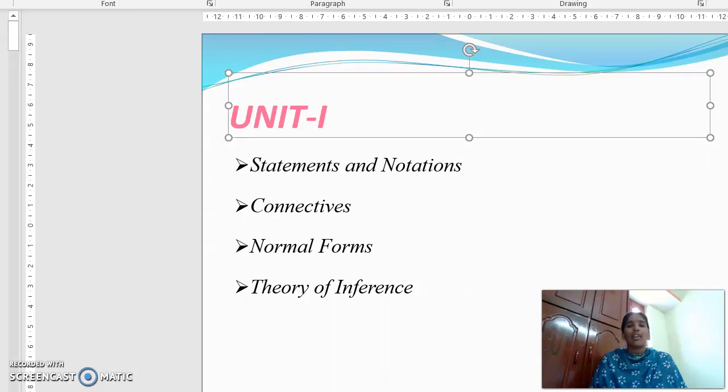In this, we have the concepts: statements, notations, connectives, normal forms, and theory of inference. So first, you are going to learn about what a statement is and what a notation is. A statement is nothing but a way to represent either a universal truth or any declarative sentence. And notation is nothing but representing or notating statements with some symbols.